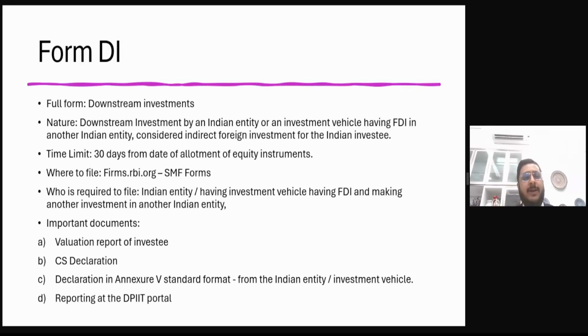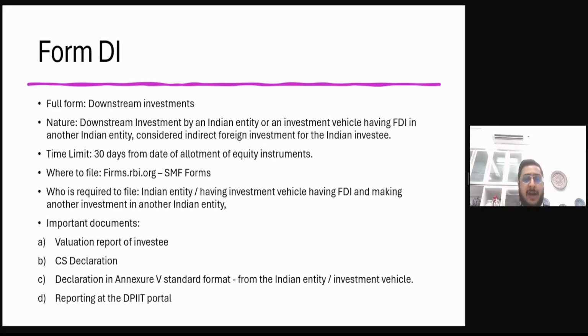Form DI. Form DI is basically for downstream investments. Now, if there's an Indian entity that has received FDI, and this Indian entity now makes another investment in another Indian entity, this subsidiary has indirectly received foreign investment. He indirectly received FDI. So there's a downstream investment of FDI. Any entity that has received FDI and is making this downstream investment has to file Form DI within 30 days of the date of allotment of equity shares.